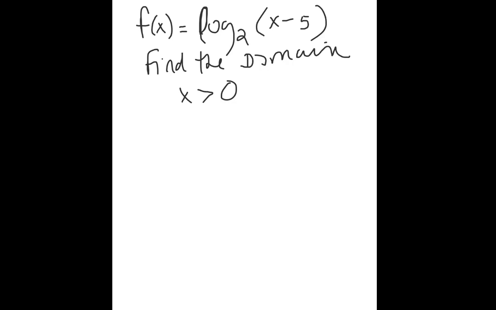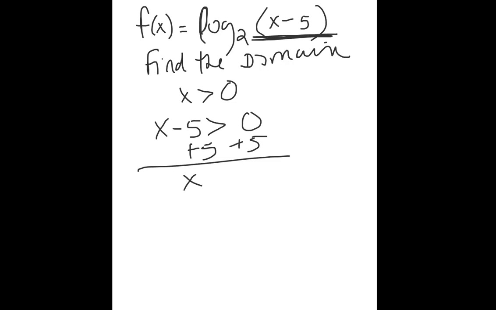So therefore, if you're given a problem such as this, you would go ahead and take the argument right here, set it greater than 0, and then solve this for x. And this will produce the domain of this function. So the domain of this log function would include all x's greater than 5. And of course, when you're writing the domain, you have to write it in interval notation. So this would be 5, comma, positive infinity.